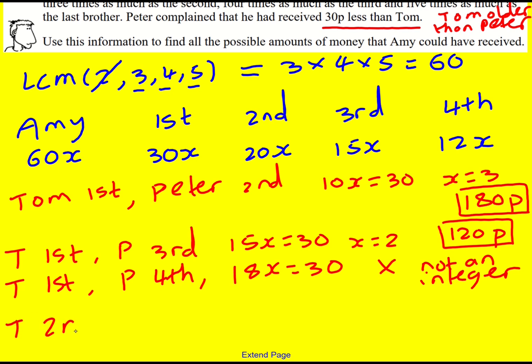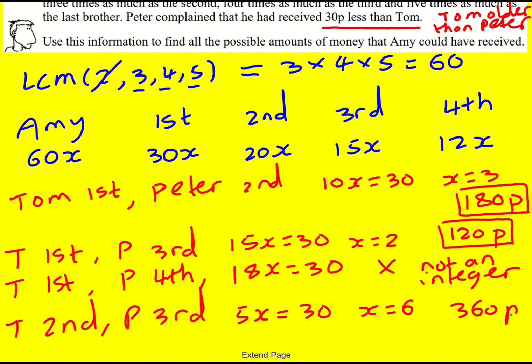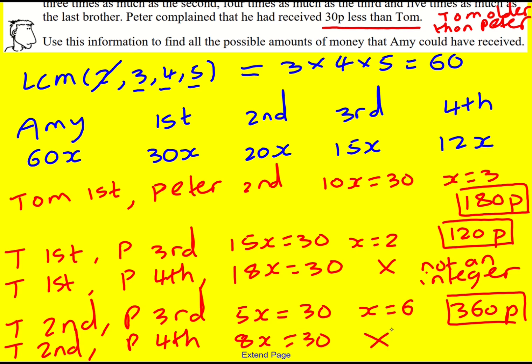Let's go with Tom being the second brother, and then Peter being the third. So this time the difference is going to be 5x equals 30, so x equals 6. And Amy would have received 6 times 60, 360 pence. I'll just keep it in terms of pence rather than pounds. Same again, but with Peter fourth. Then we've got 8x equals 30, but again, this is not an integer.